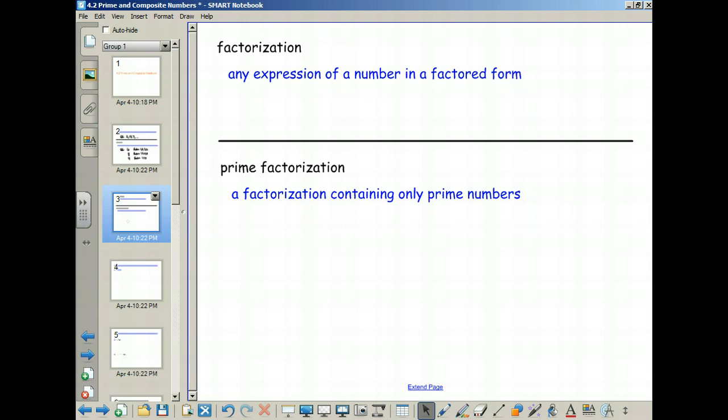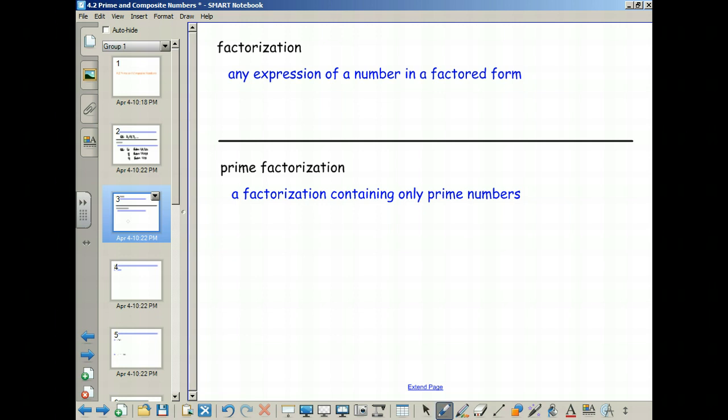All right, factorization. We use the word factorization, but most of the time we use it with the word prime in front of it. So let's just talk about what factorization is first. Factorization is any expression of a number in some factored form. It doesn't have to be factored down into primes, but in some factored form. So let's do an example.